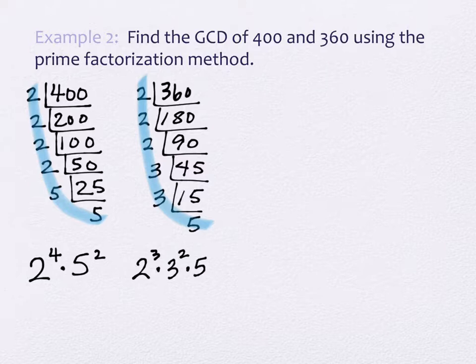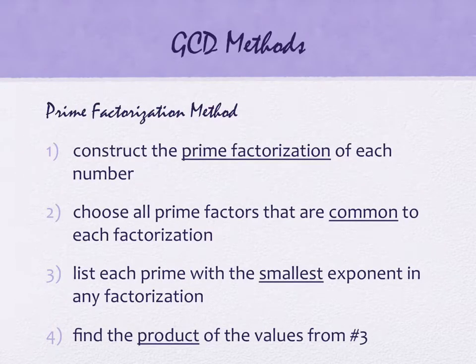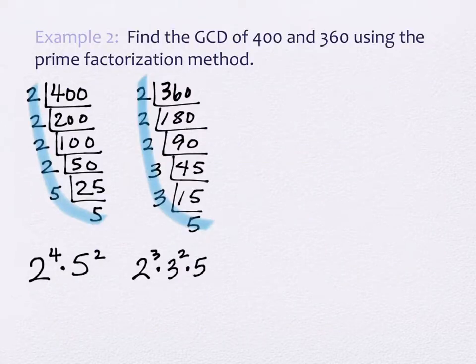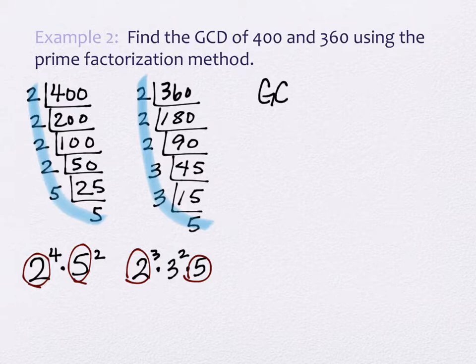Okay, so in terms of this to-do list, all we've done so far is step 1. We did the prime factorization. So the second thing we're supposed to do is look for the prime factors, the bases that they have in common. So what numbers do you see that they have in common? 2 and 5. So my greatest common factor, or my greatest common divisor, is going to have a 2 and a 5.